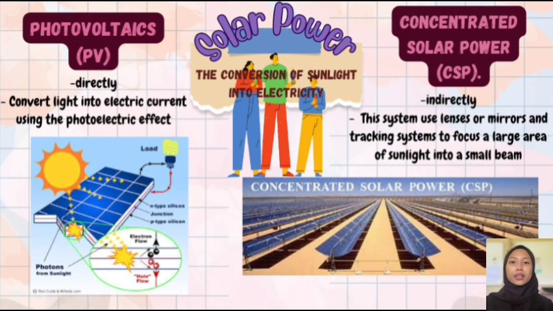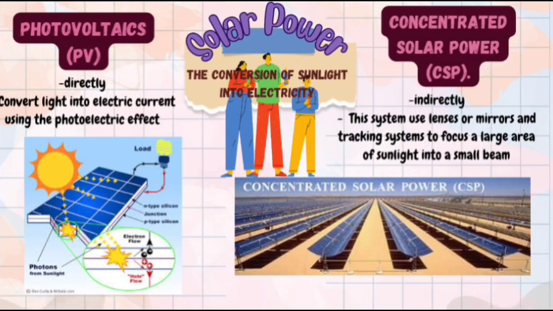The next subtopic is solar power. Solar power is the conversion of sunlight into electricity. The conversion is either done directly using photovoltaics (PV) or indirectly using concentrated solar power (CSP). Photovoltaics converts light into electricity using the photoelectric effect. Meanwhile, concentrated solar power systems use lenses or mirrors and tracking systems to focus a large area of sunlight.